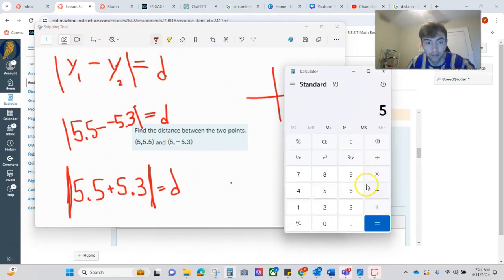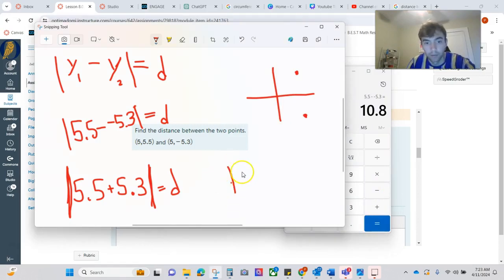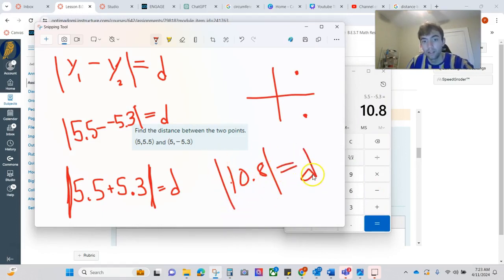But let's test this out. 5.5 plus 5.3 equals, okay, 10.8. And let's try 5.5 minus 5.3, but it's a negative. Okay, still 10.8. So the absolute value of it is D, 10.8.